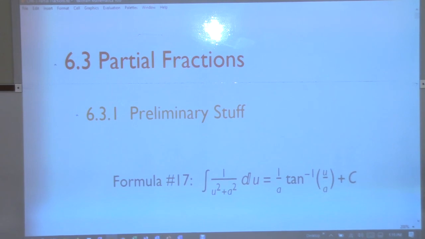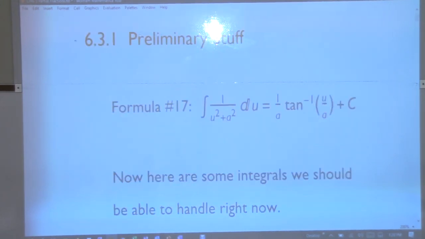All right, so 6.3, partial fractions. We start to bring a lot of ideas together here. Partial fractions is stuff from college algebra; you did that either in college algebra or pre-cal. And here's where we're going to use it. We're actually going to use it to find antiderivatives. But before we can begin doing it, we need to get a lot of things out of the way first.